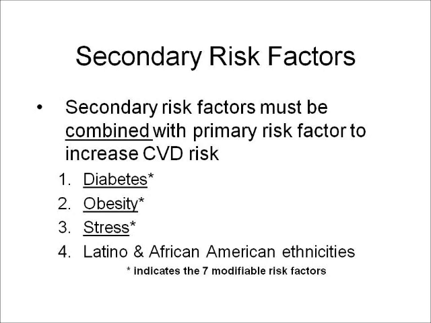And if you look just below number 4, it shows a star. You'll see asterisks or a star next to several of those risk factors, both primary and secondary. That star indicates the 7 modifiable risk factors, meaning that they can be changed.